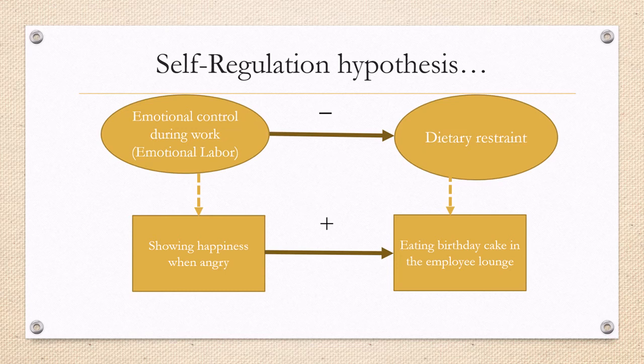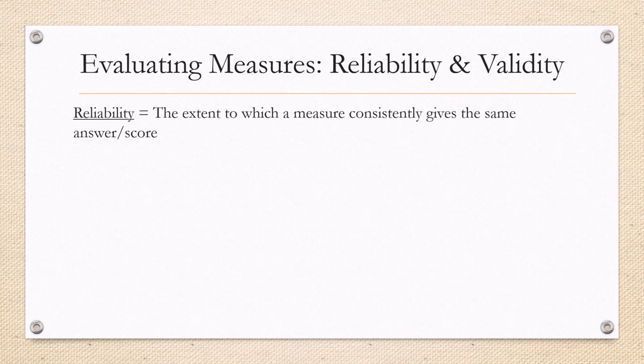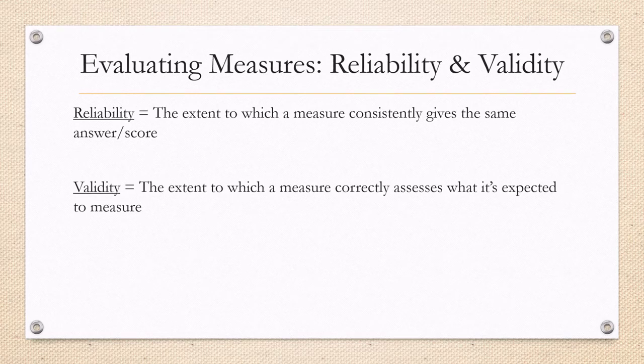All measures have their flaws. We can question whether these measures are really getting at the things we are interested in. Two ways of assessing how well our measures work are to look at the reliability and the validity of them. I will discuss these concepts and various types of each in the next few slides. So when talking about evaluating measures, we want to look at two things. Reliability, which is the extent to which a measure consistently gives the same answer or score, and validity, the extent to which a measure correctly assesses what it's expected to measure. So the extent to which it gets at the construct we're interested in.